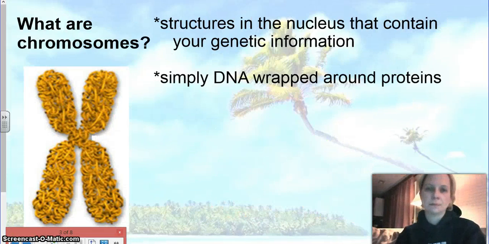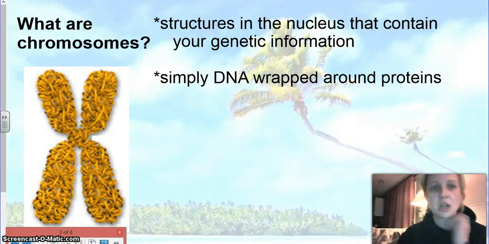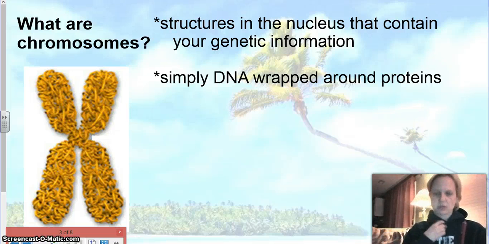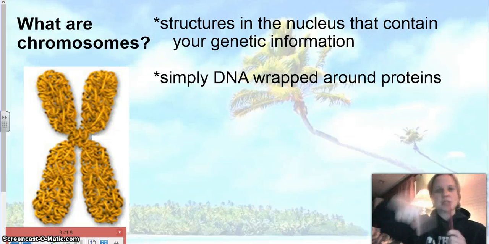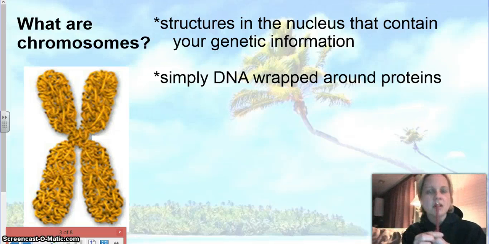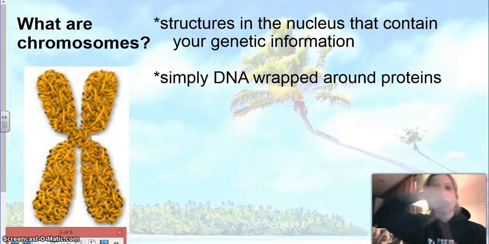A chromosome is simply a structure that's in the nucleus that contains all that genetic information. If we want to think about it in simple terms, a chromosome is just DNA, which is like a string. I don't know if I have a string on my sweatshirt to show you, but if I had a string and I wrapped it around this pen, that would be what a chromosome is. So the pen would be the protein and the string is going to be the DNA.